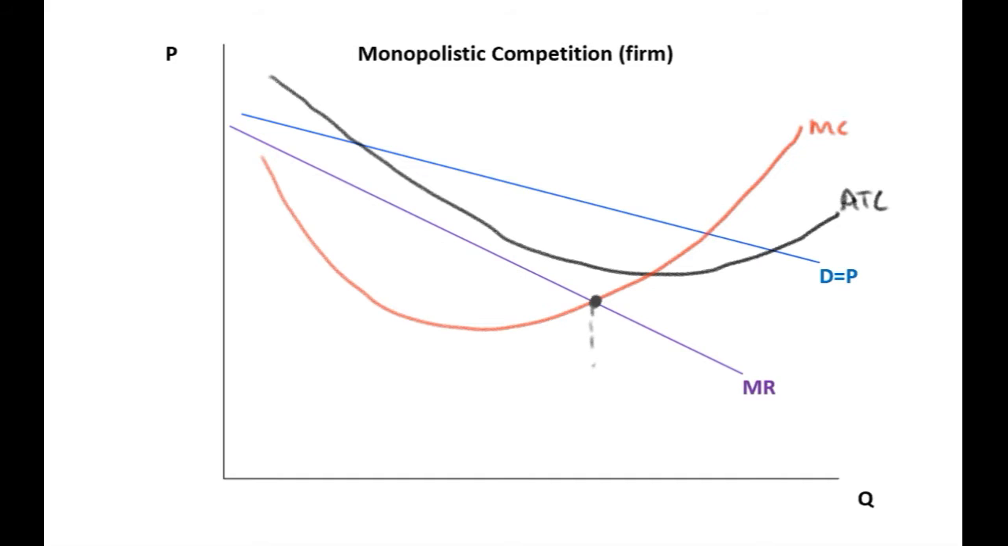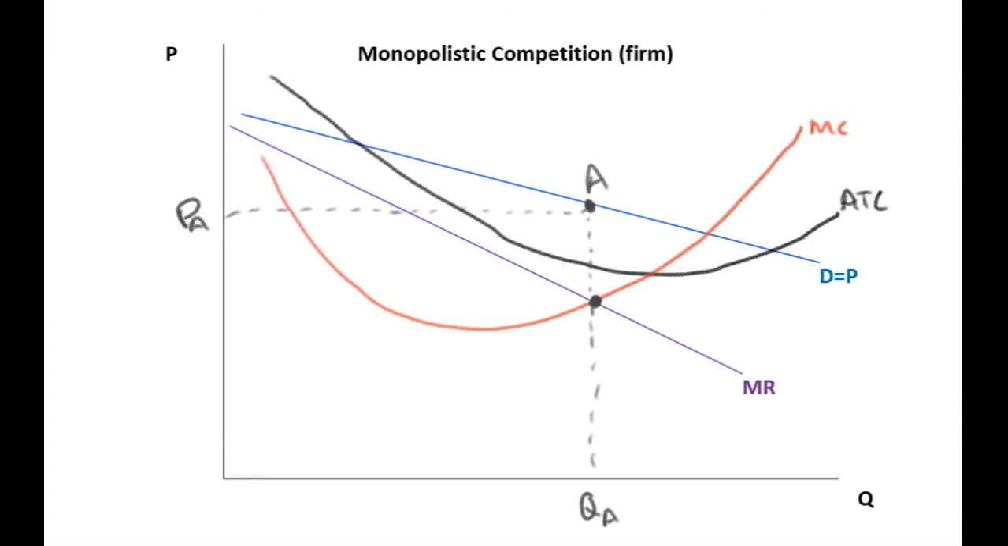And so this firm will produce a quantity A where marginal cost equals marginal revenue. We draw our line up, and this provides us a point at which the firm will charge price A in order to sell quantity A, which is maximizing its profits.